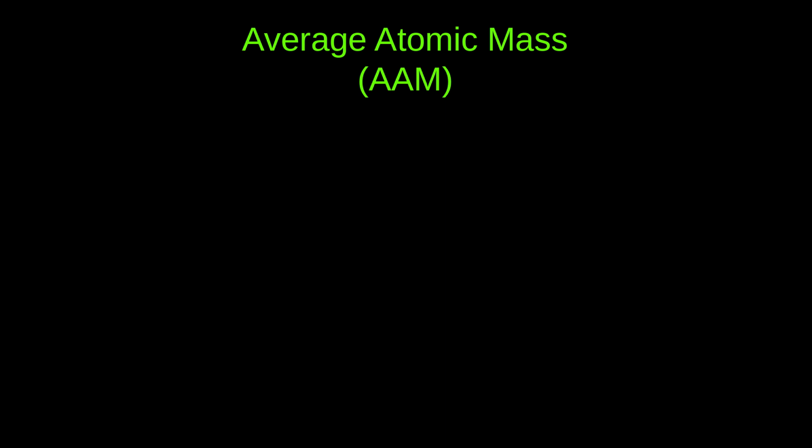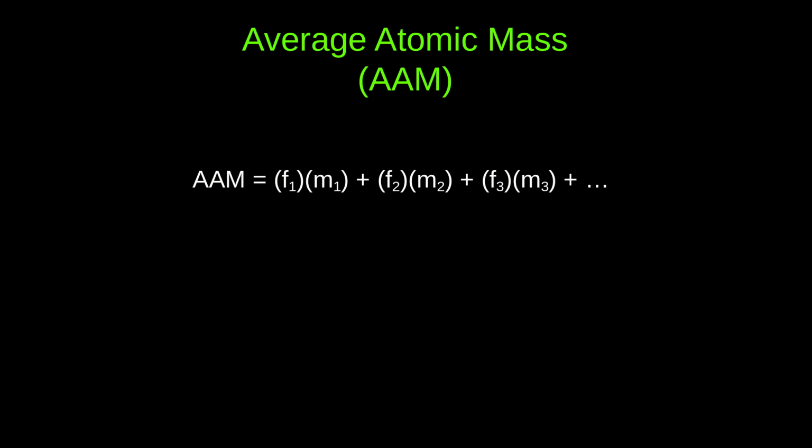Because almost every element is comprised of more than one isotope, some are only one, but most of them have more than one, the mass of that sample of that element, carbon or whatever it is going to be, is a weighted average of the masses of the isotopes. The average atomic mass will be, this is the formula, you should memorize it.